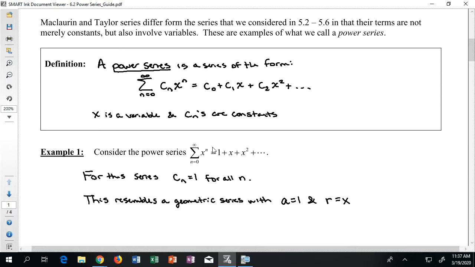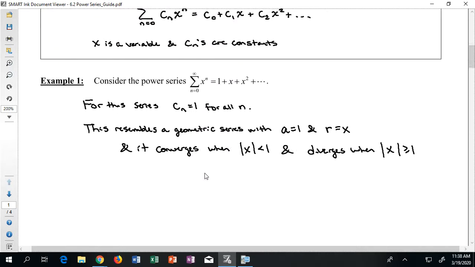But this is a geometric series. And therefore, I could say it converges when the absolute value of r is less than 1, and it diverges when the absolute value of r is greater than or equal to 1. So I can view this thing as a function. Sometimes there are x's that I can plug into it that will produce an answer converging, and other times there are x's I can plug in that will not produce an answer. So we can view this series as a function.